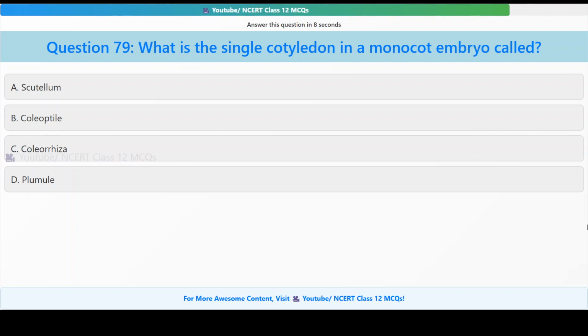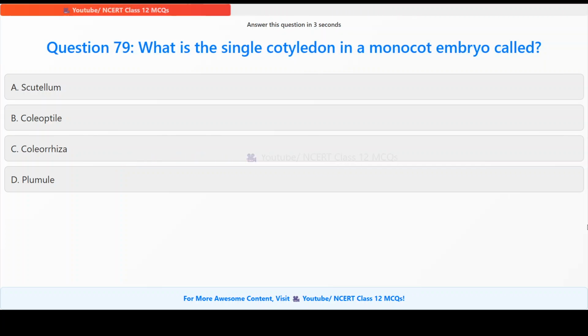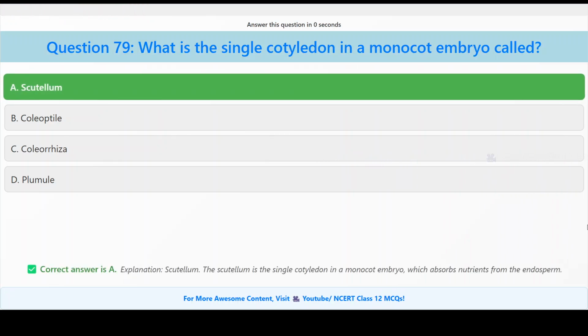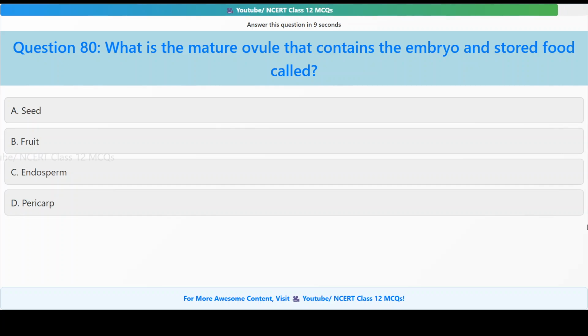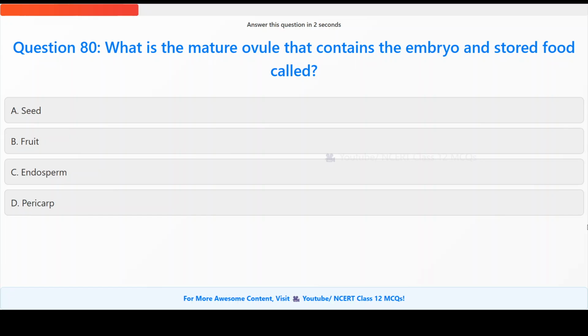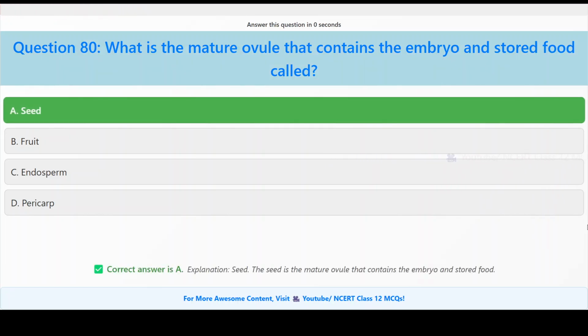Question 79. What is the single cotyledon in a monocot embryo called? Scutellum. The scutellum is the single cotyledon in a monocot embryo, which absorbs nutrients from the endosperm. Question 80. What is the mature ovule that contains the embryo and stored food called? Seed. The seed is the mature ovule that contains the embryo and stored food.